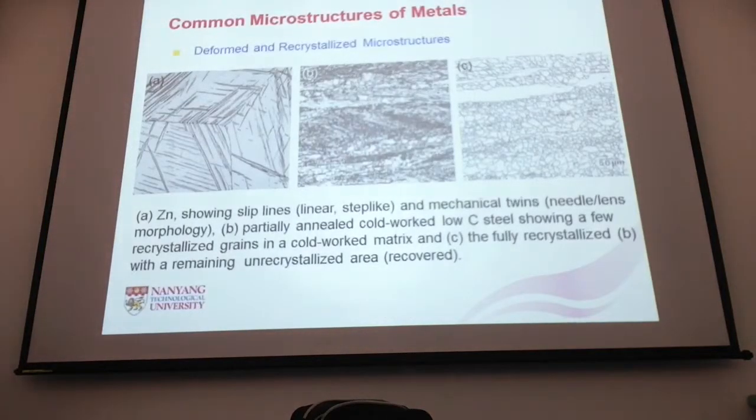When we process our materials, there is always deformation. Figure A shows the zinc with slip line deformation, and image B shows the deformation where we cannot clearly see the grain structure. After recrystallization of image B, we can again see the grain structure.